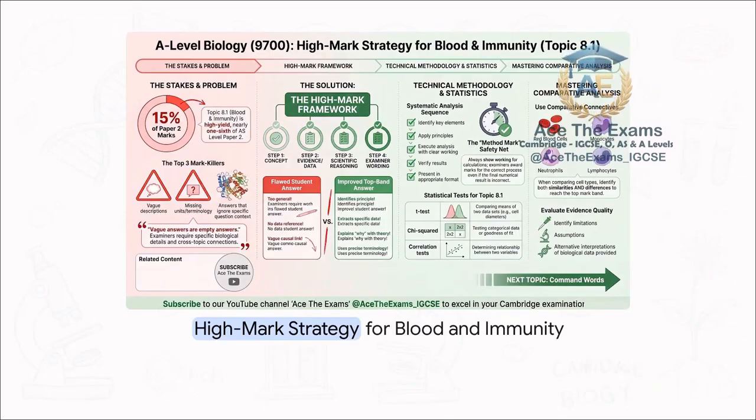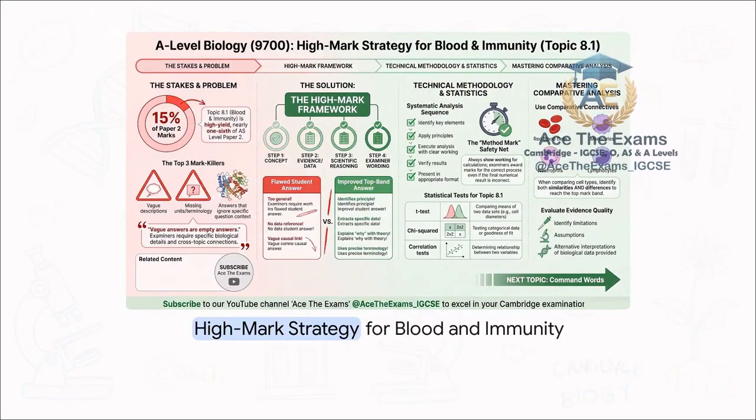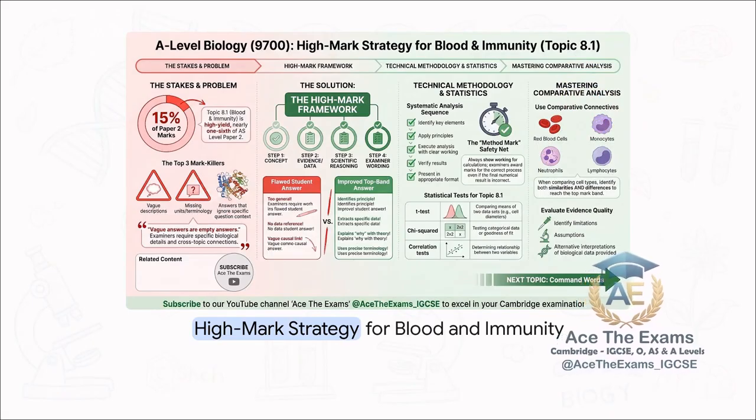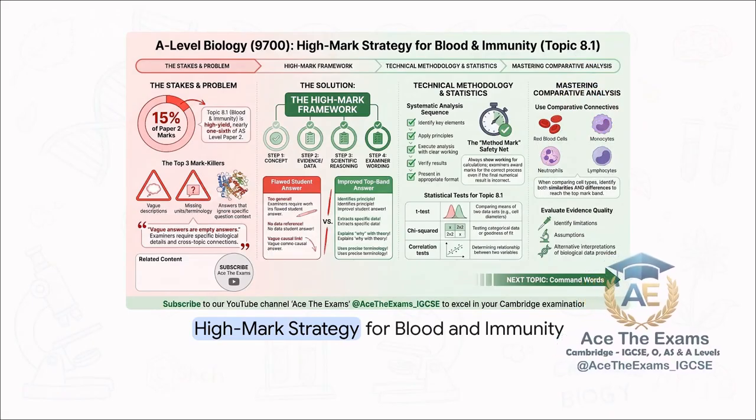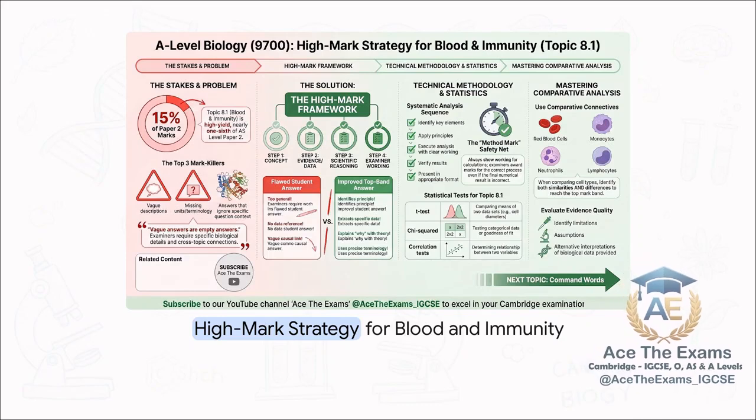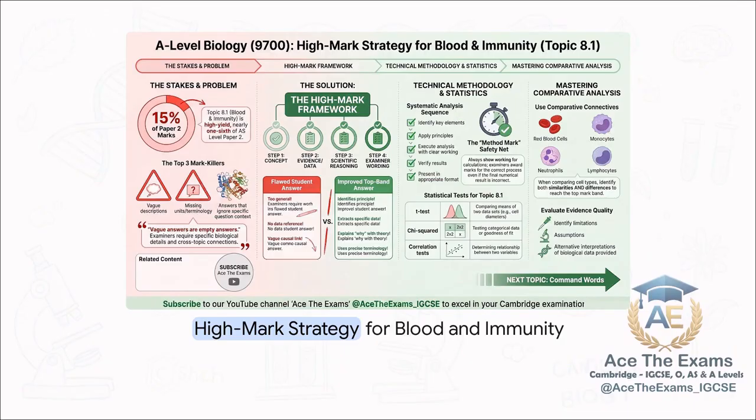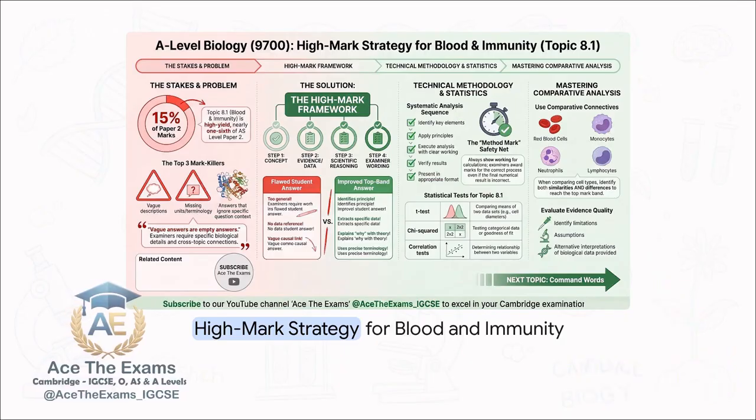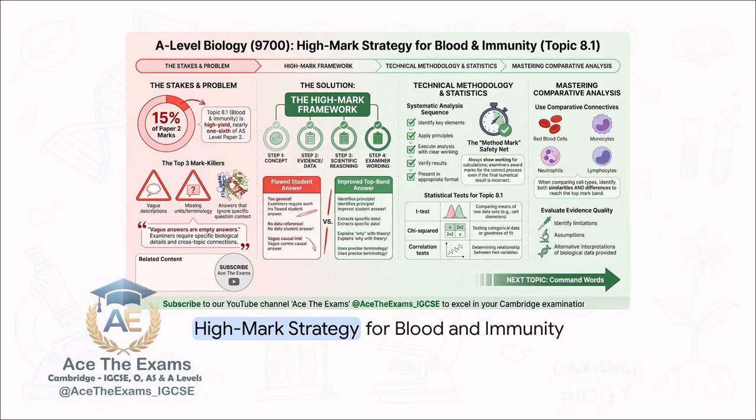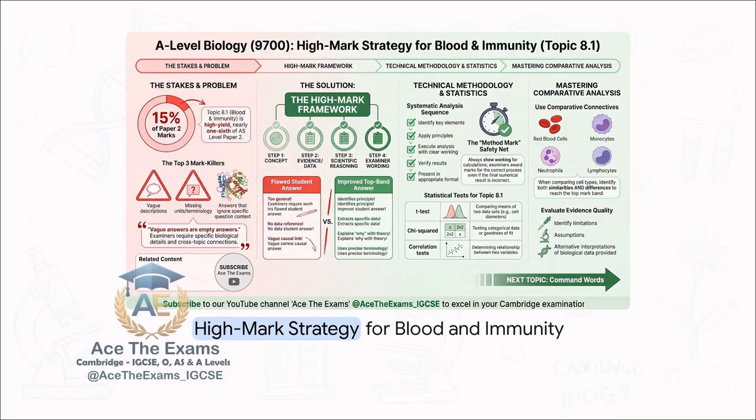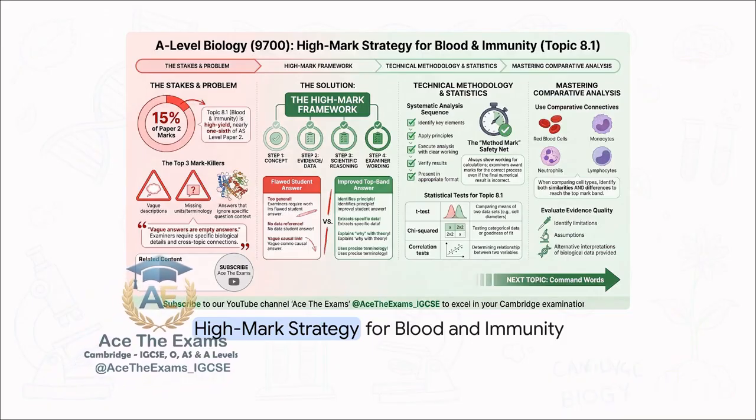Now, what's really interesting about this is just how high the stakes get in topic 8.1, blood and immunity. This section accounts for nearly 15% of your paper 2 marks. When you're analyzing the structures of red blood cells, monocytes, and lymphocytes, you're very often going to face complex calculations or data interpretation. And here is where the method mark acts as your ultimate safety net. Examiners actually award marks for the correct systematic process, even if your final numerical calculation ends up being slightly off. So, show your working. That's how you secure the foundation of your grade.